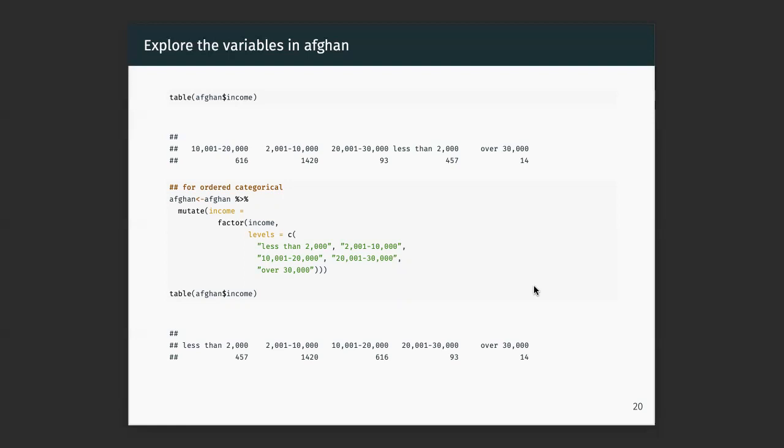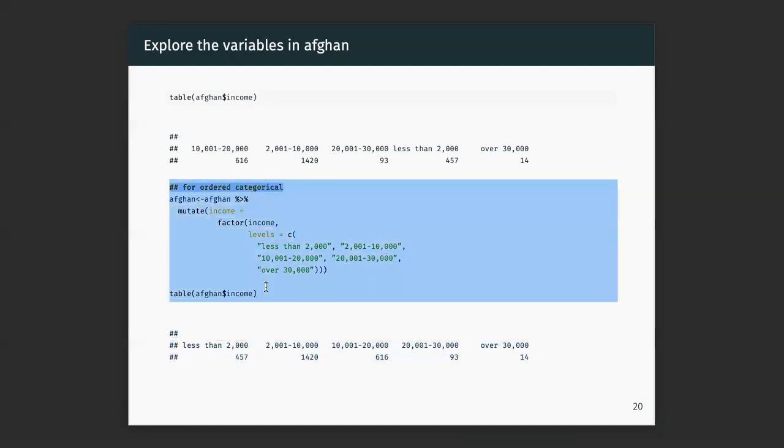But, oh, right, I do it here. I'm an idiot. Sorry. I anticipate things. I haven't taught this in a year, and I'm like, okay, well, here we go. So we can reorder it, factor. We can mutate income as a factor for the levels, and then I provide them in the sequential order that I want them to be in. And now R will understand that they should go in that order.